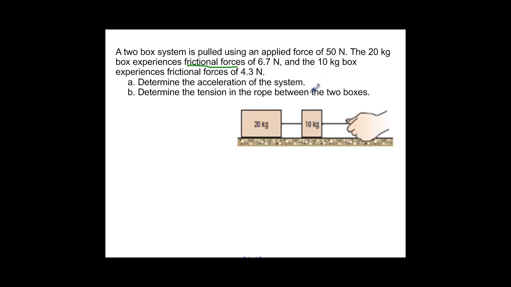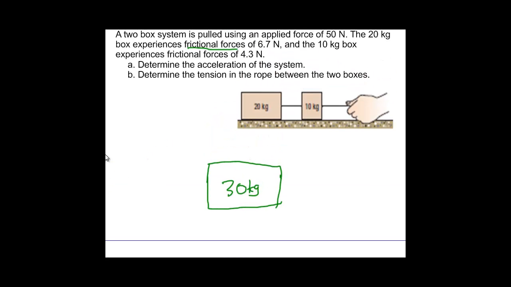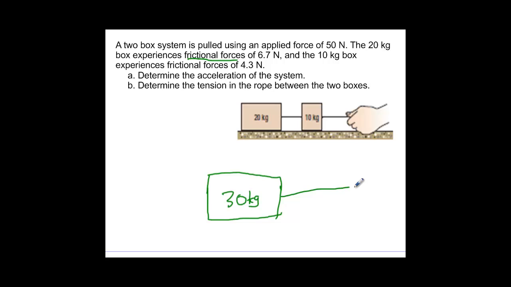First bit, like always, find the acceleration of the system. So probably the best way of doing this is rather than having two boxes that are both 10 and 20 kilograms, let's just say that it's 30 kilograms total. I'm going to tell you that there's a 50 Newton force pulling on this guy here, and there's two different friction forces pulling backwards. One is 6.7 newtons, that's on the 20 kilogram box, and on the other box there's 4.3 newtons pulling backwards.